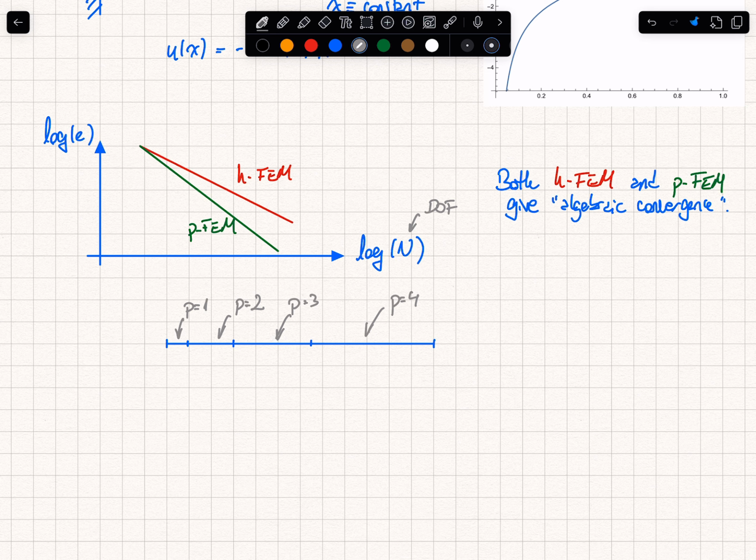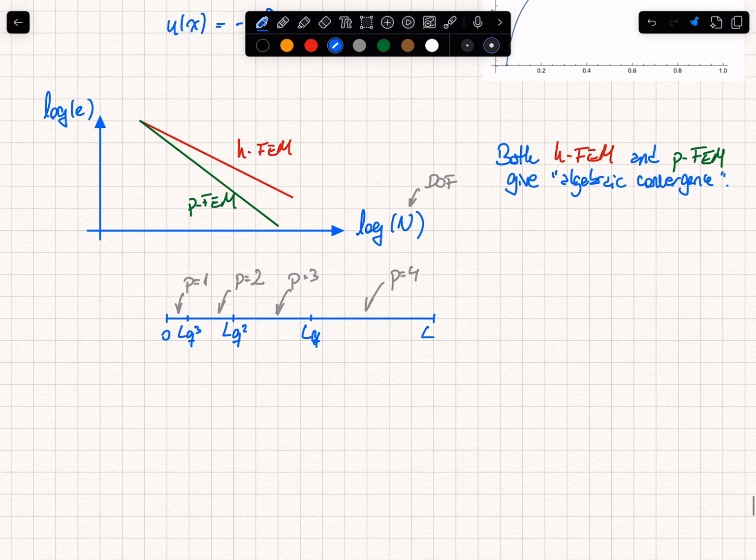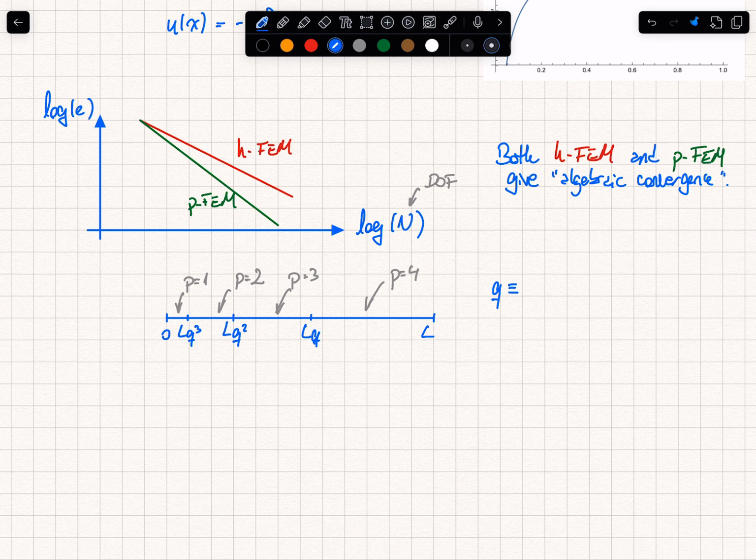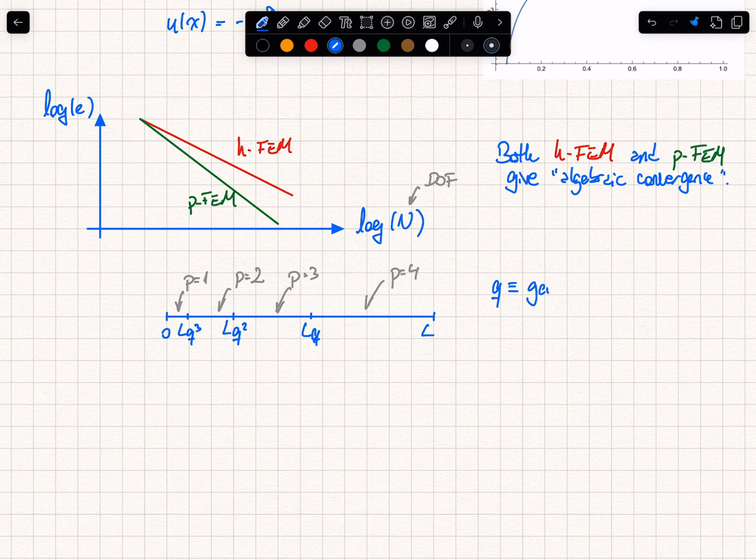This is going to be my coordinate 0, L Q cubed, where L is the total length. Then this is L Q squared, L Q, and then L, where Q is a geometric factor that, if you see, is basically pushing the nodes more closely together next to the singularity, right?